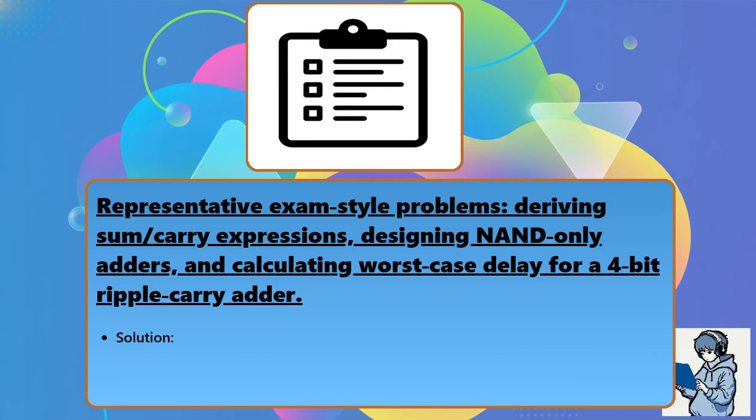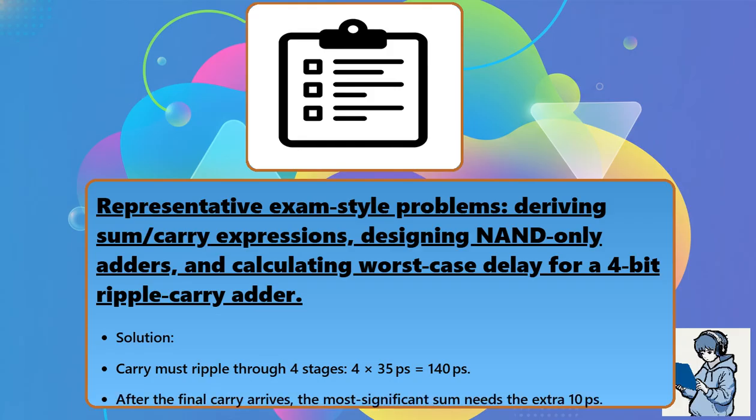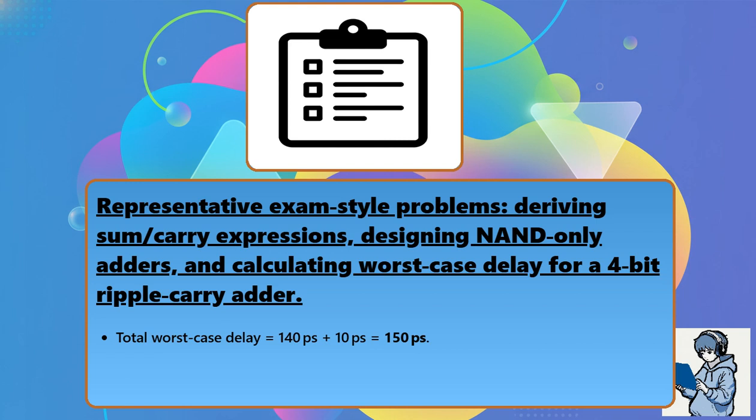A solution: the carry must ripple through 4 stages. 4 times 35 picoseconds equals 140 picoseconds. After the final carry arrives, the most significant sum needs the extra 10 picoseconds. Total worst-case delay equals 140 picoseconds plus 10 picoseconds equals 150 picoseconds.